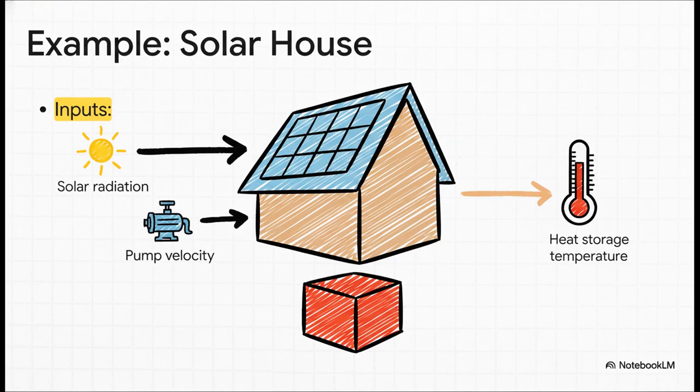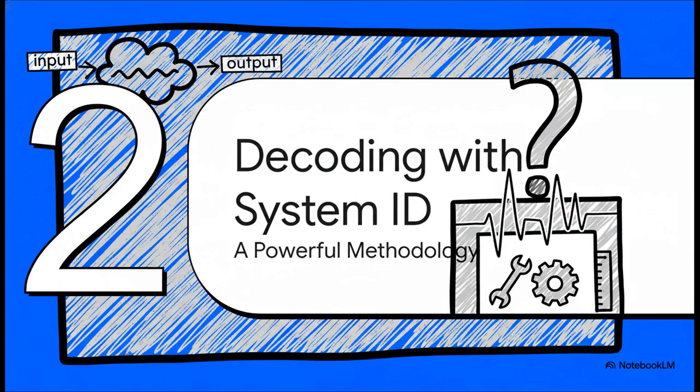Okay, that's a bit abstract, so let's ground this with a great example. A solar heated house. In this case, our black box is the entire heating system. We have two inputs we can measure or control: how strong the sun is shining and how fast the water pump is running. The big mystery we want to solve, the output, is what's the temperature going to be in that heat storage unit? So, how in the world do we crack this code?